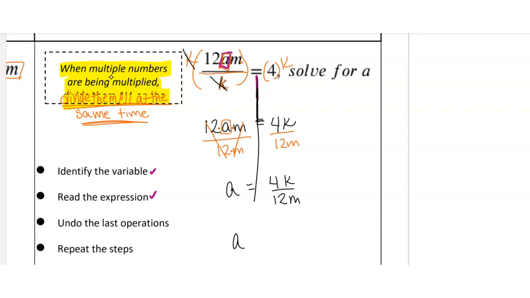Remember, we always want to simplify if possible. So we've got a is equal to 1 divided by 12. We can divide both numbers by 3. I'm sorry, by 4. This gives us 1. This gives us 3. So we're left with 1k divided by 3m.